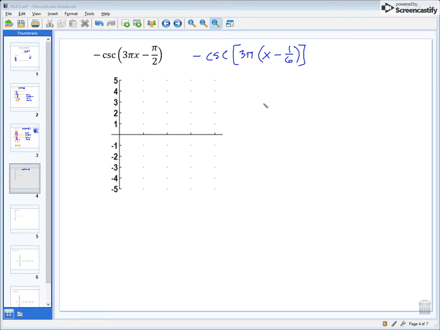So that means that your amplitude is the absolute value of the first number, which is 1. Your period for cosecant is 2 pi divided by the number of cycles, which in this case is 3 pi. So that means your period is going to be 2/3. The midline in this case is 0. And your phase shift is going to be to the right 1/6.